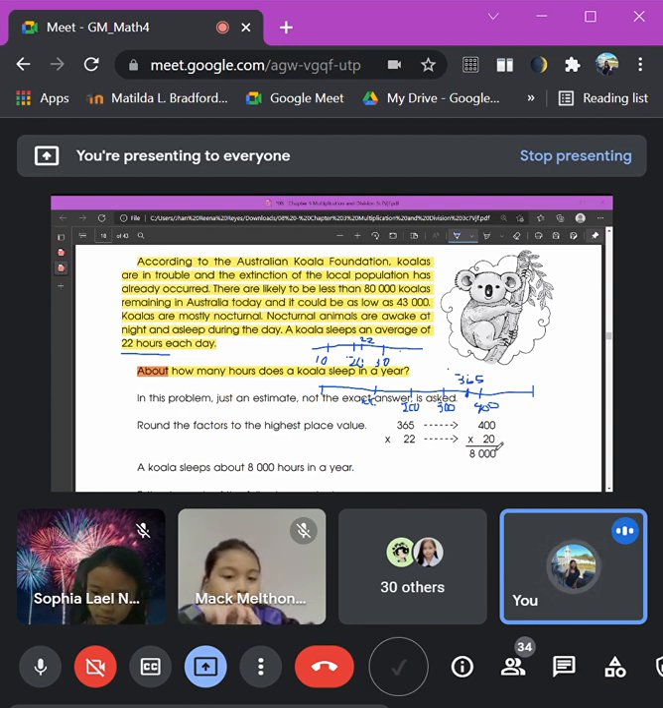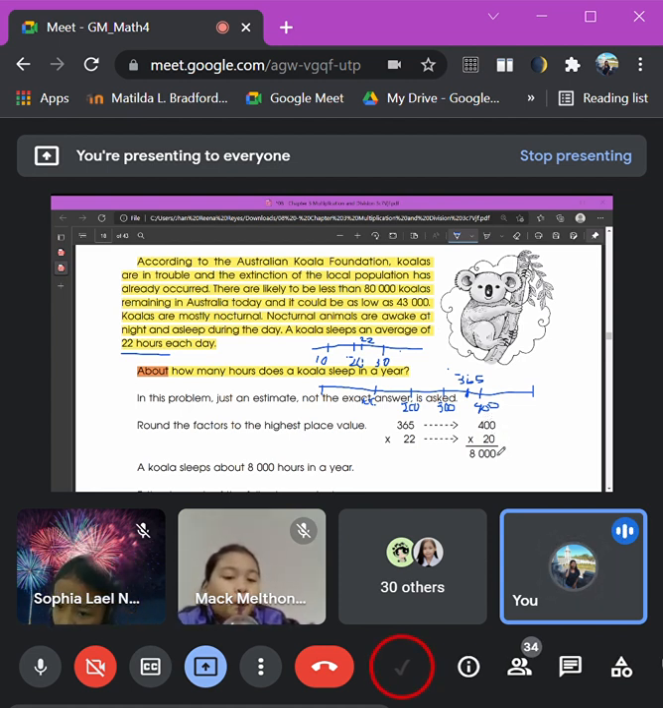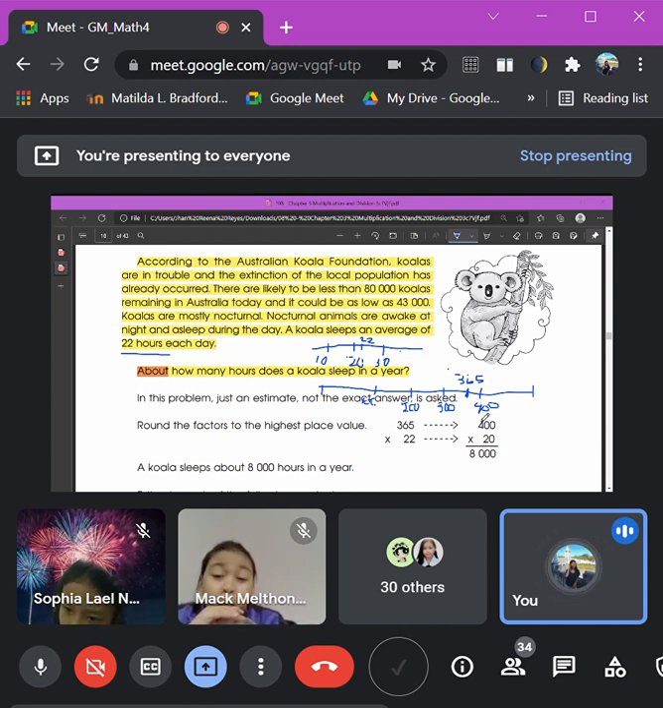Unsa ganito atong trick? We are going to count how many zeros. So, 1, 2, 3, ibutang nimo diha. And then, multiply the non-zero digits. So, 4 times 2, that is 8. And then, copy the 3, 0.